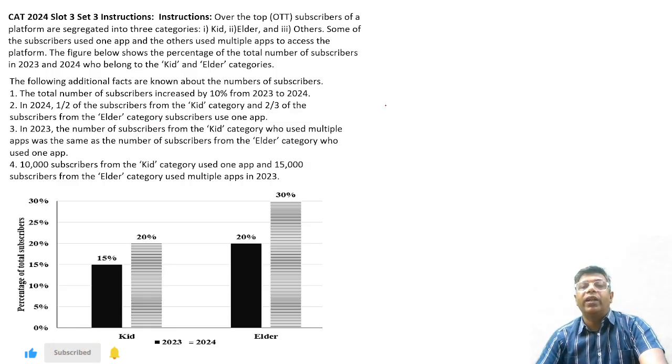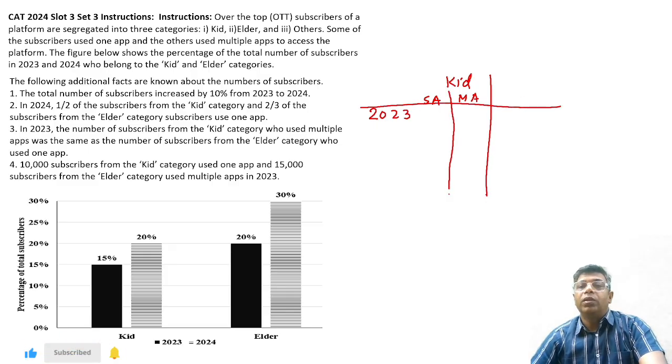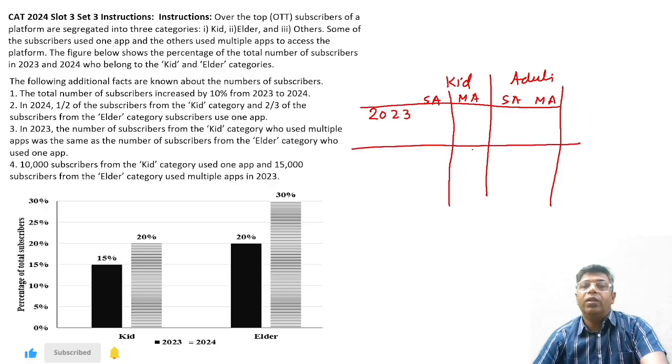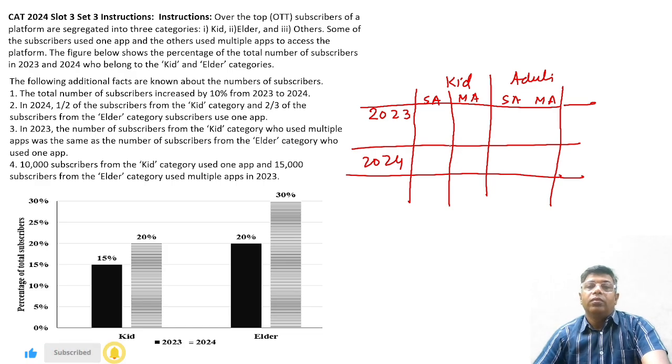So what I can do is organize this data like this. For 2023, I can write kids and using single app, multiple apps, and I can write total. Similarly, I can write adults, single app, multiple apps, and I can talk about 2024 also. So let's read now.